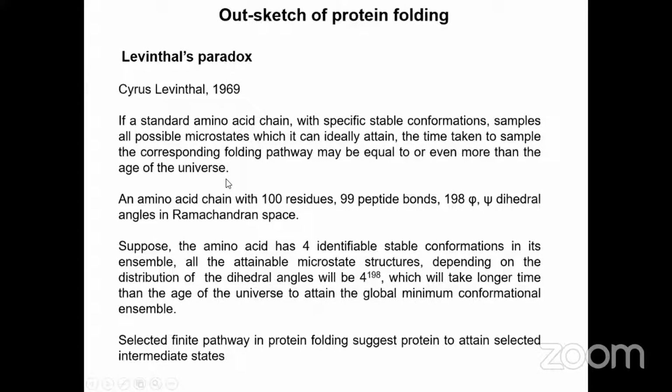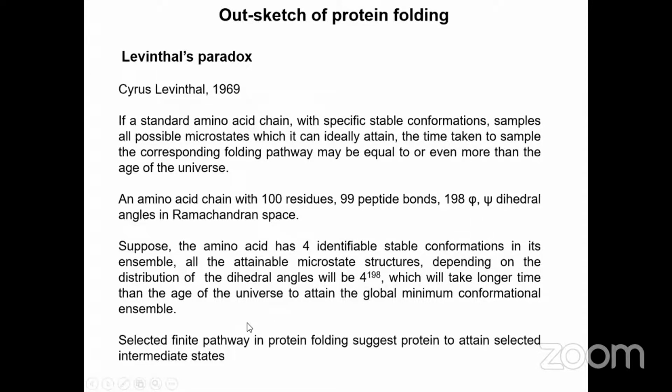So what he actually meant is described in this particular illustration. Suppose an amino acid chain of 100 residues, which will have a corresponding 99 peptide bonds, and therefore each peptide bond has two phi-psi Ramachandran dihedral angles, as you might all know. So there will be 198 phi-psi dihedral angles.